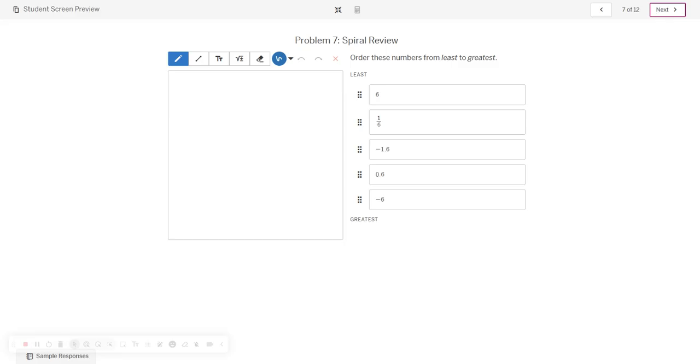Okay, putting these in order. Least would be the -6. Then the -1.6. Negatives are obviously smaller than positives. And then you just end up with 1/6 versus 0.6. And 1/6, if you do the division, is 0.166666. It's pretty small. Versus 0.6, which is 6/10. I think I've got it right.